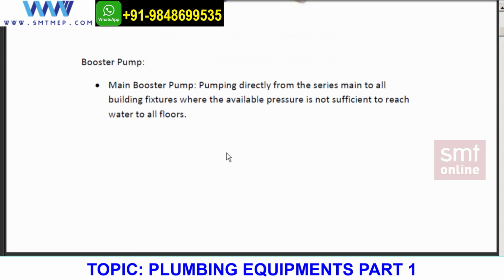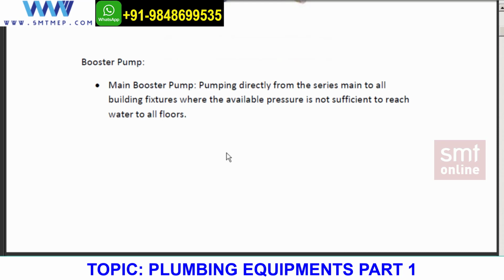Booster pumps are used where there is no pressure, because we studied yesterday that every fixture demands a limited amount of water, the required amount of water with the respective flow and PSI. We have seen the pressure also, isn't it? To maintain this, if I don't have that pressure, it will not work properly. So there are 2 kinds of boosters: one is called the main booster, and the second is pneumatic.